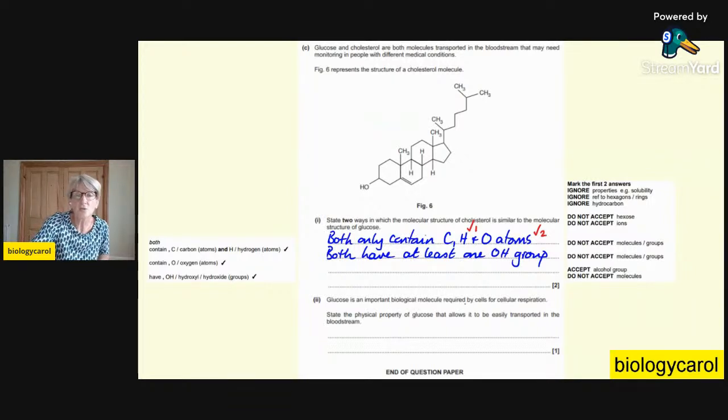Glucose, an important biological molecule required by cells for cellular respiration. State the physical property of glucose that allows it to be easily transported in the bloodstream, and that is because it is water soluble. Things are either water soluble or lipid soluble. Glucose, water soluble. So here we go. And that is the end of OCR 2017 paper 2.